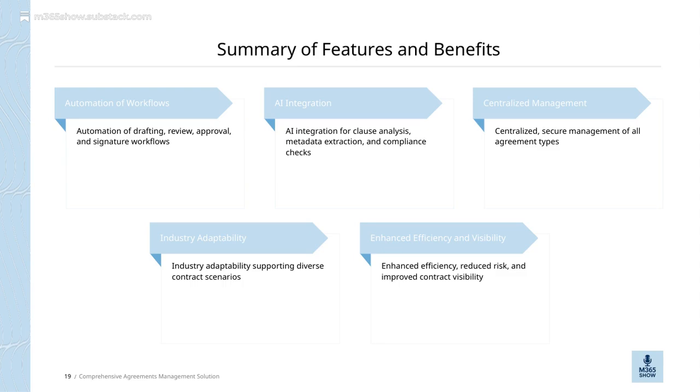Moving on to enhanced efficiency and visibility, this platform is designed to support industry adaptability, meaning it can handle a wide variety of contract scenarios across different sectors. This flexibility ensures it fits seamlessly into your existing workflows. Next, we have centralized management. All agreement types, be they contracts, amendments, or addendums, are securely stored and managed in one unified location. This centralization not only improves security, but also makes it easier to access and oversee your documents.